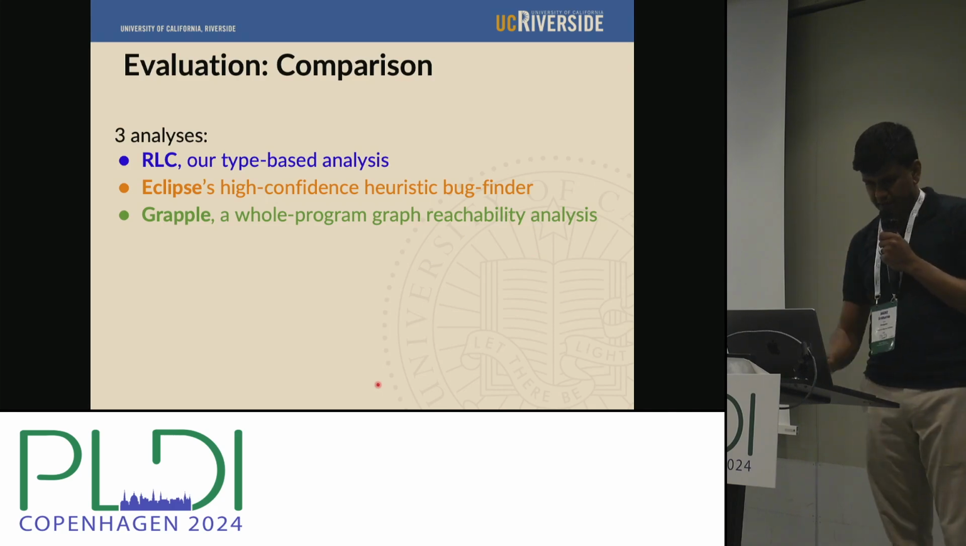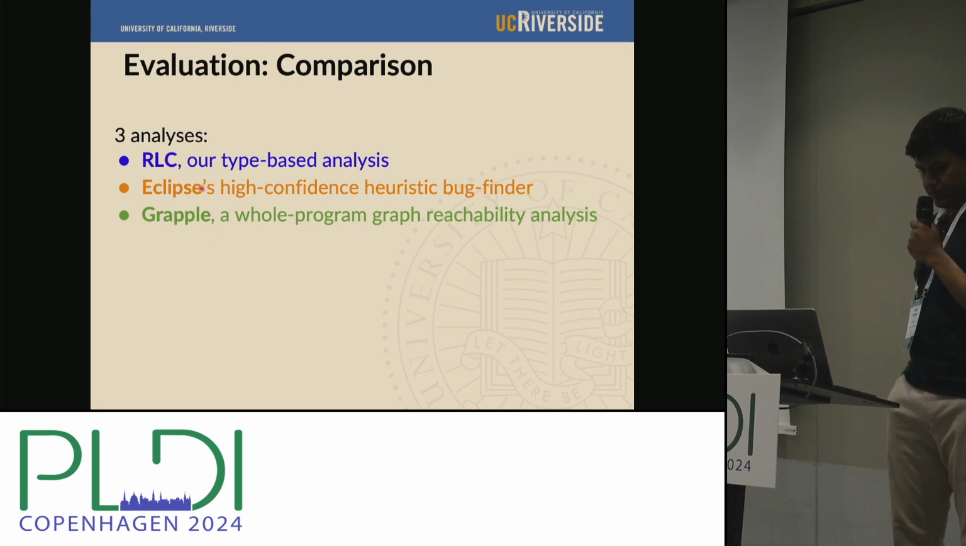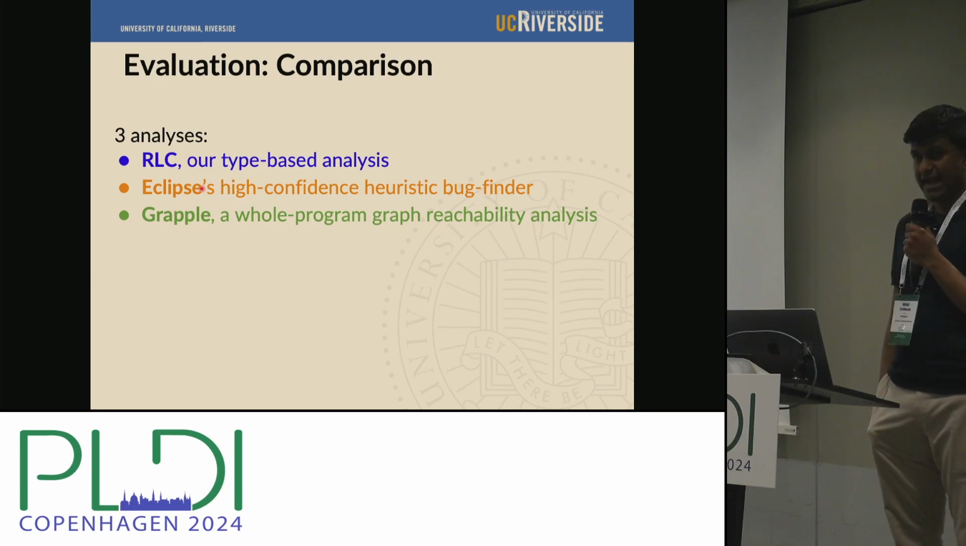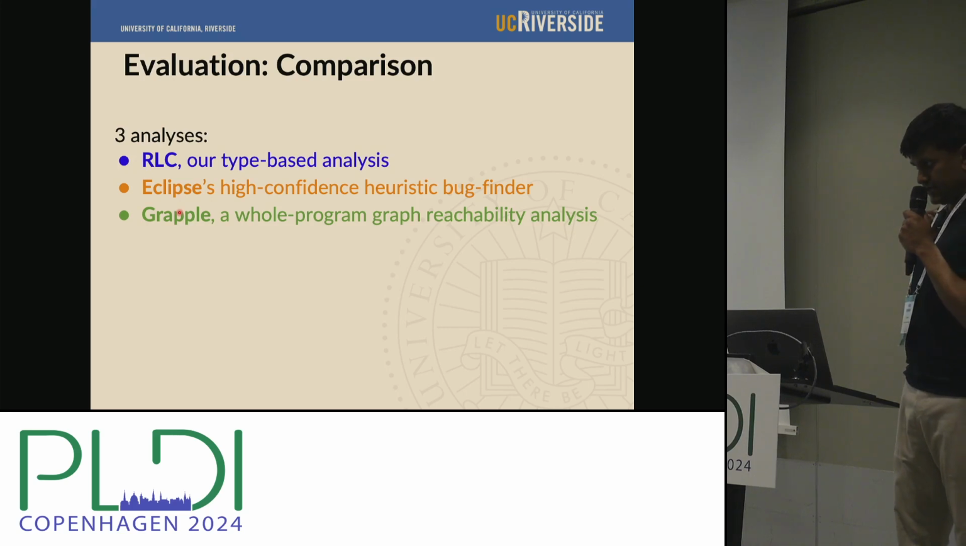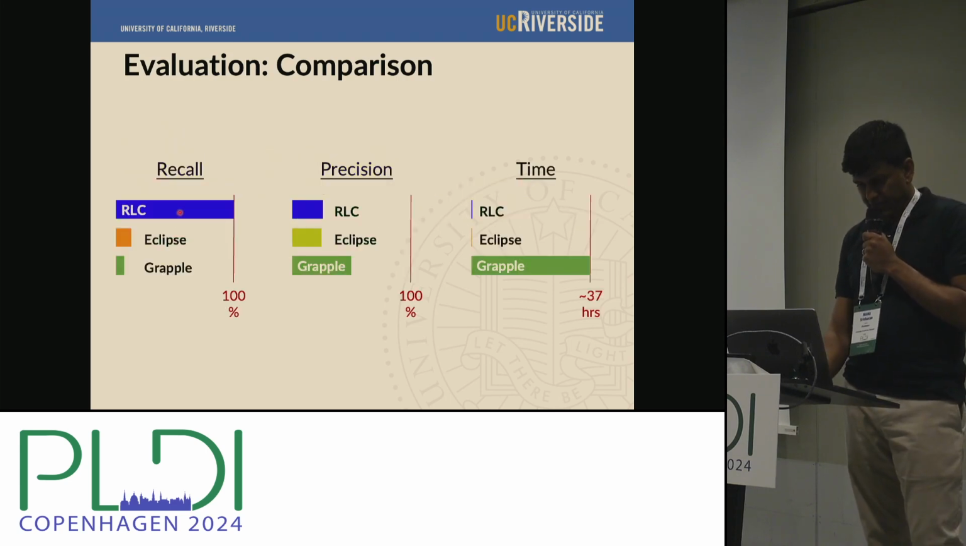Of our checker, that's the RLC, resource leak checker. We compared it to Eclipse's heuristic bug finder, and we ran it in its high confidence mode, so it only admits high confidence issues. And we also compared to Grapple, which was a recent whole program type state checker based on efficient graph reachability techniques. And here's a summary of our results.